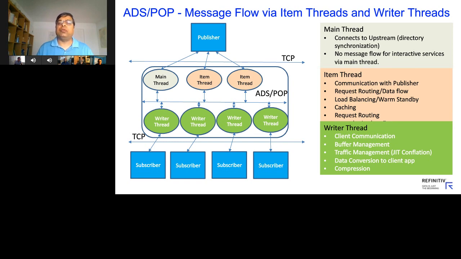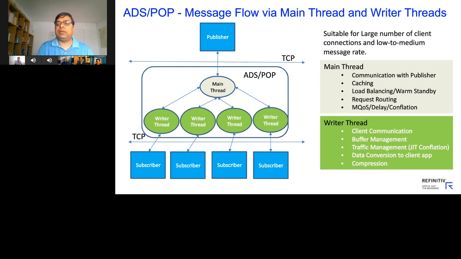And then beginning with about a year ago, 3.3.2, we have a layer of the item thread at the top. So all the functionality that the main thread used to do has now been moved to the item thread. The main thread is still there. It connects to the upstream, but it is used for the directory synchronization and internal housekeeping, but it is not really used for the message flow for the interactive services. But for the non-interactive services, that message flow is still through the main thread. And then we have our writer threads that have been there for about 10 years now. So that's the 3 threading models we have.